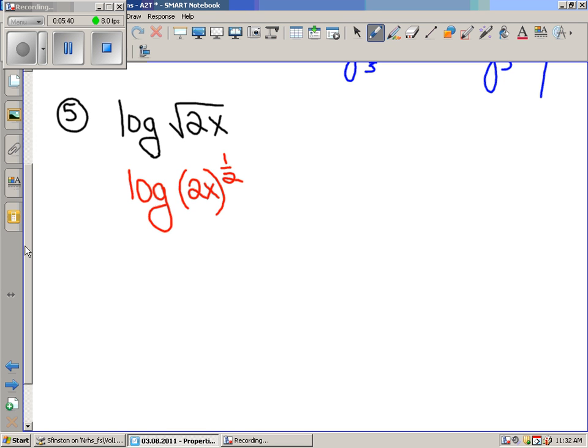Remember that? How do you take the cube root? What do you raise it to? To the 1/3. What about the 5th root? Oh, good. And now we've got to keep going. What happens to that 1/2?